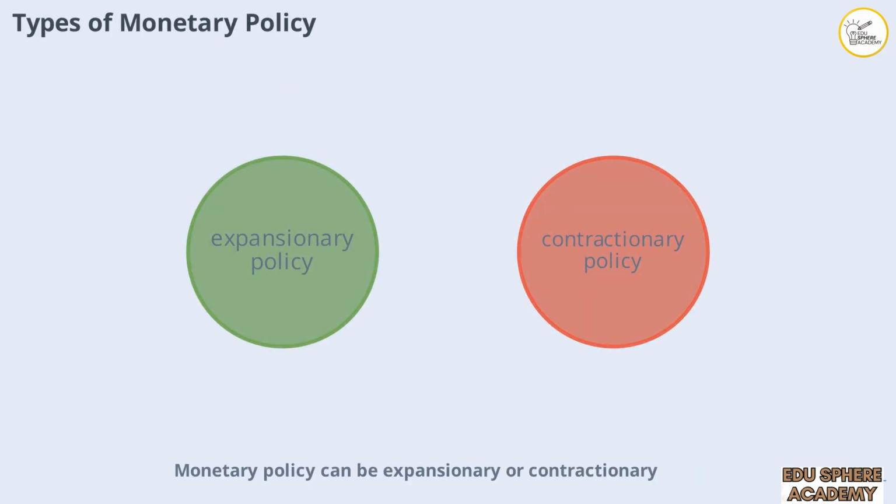Monetary policy can be expansionary or contractionary. Expansionary policy lowers interest rates to encourage spending and investment, often used during economic slowdowns. Contractionary policy raises interest rates to reduce inflation and slow down excessive growth. Understanding these types helps explain how central banks respond to changing economic conditions and maintain stability.